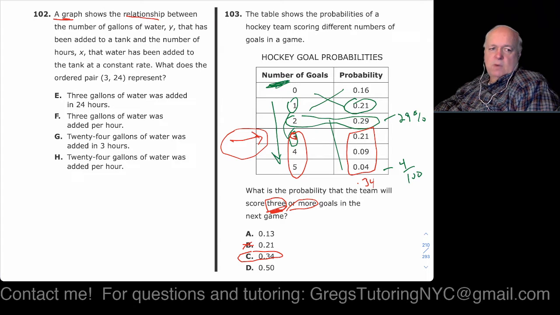Between the number of gallons of water Y that has been added to a tank and the number of hours X that the water has been added at a constant rate. There we go. So there is the constant of proportionality here. So let's actually mock this up, just so we have a visual. That's always important. They did not give this to us, but we're going to give it to ourselves.